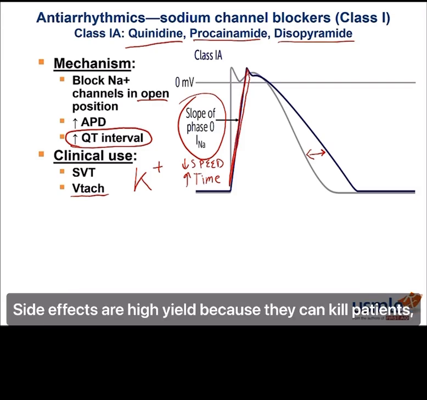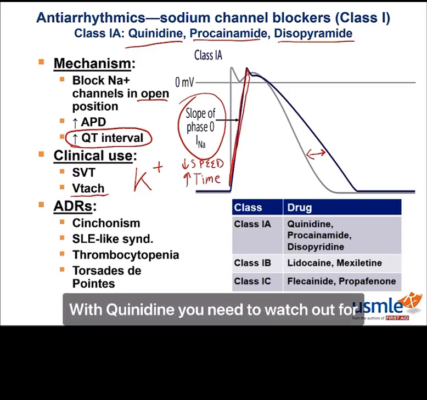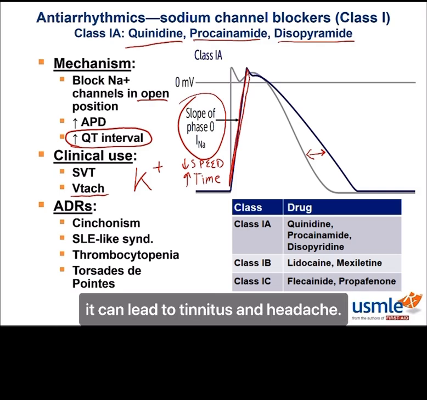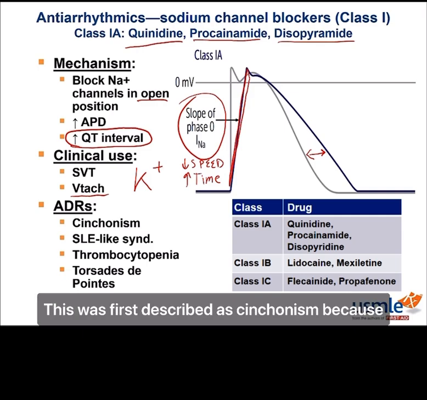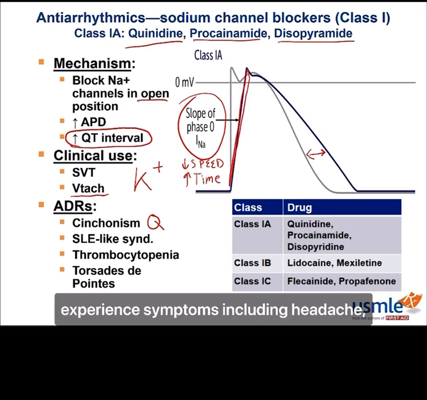Side effects are high yield because they can kill patients, or a patient will stop taking the drugs because of the side effects. With quinidine, you need to watch out for its ability to disrupt the sodium channels of the hair cells and other neurons in the CNS, because it can lead to tinnitus and headache. This was first described as cinchonism because quinidine is found in the sap of the cinchona tree. When people used to use this sap for medicinal purposes, they would sometimes overdose and experience symptoms including headache, tinnitus, hearing loss, and visual problems.